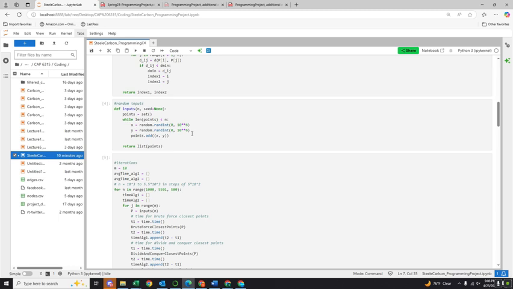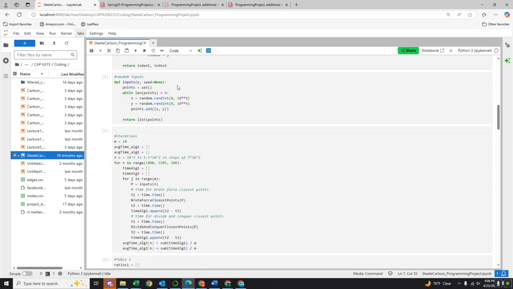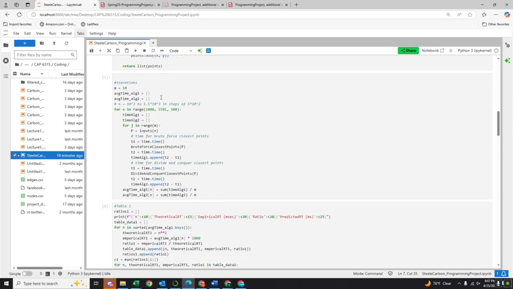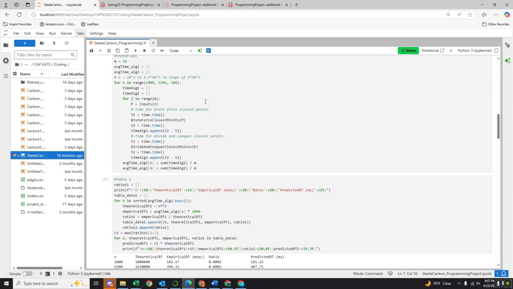And then here we have the inputs, which are just random inputs up to 1,000,000 for x and y. And when we call it, we're going over it 10 times and averaging that. And for the input size, we're going up to 5,500 in iterations of 1,000. This is where we measure the time of the algorithms.